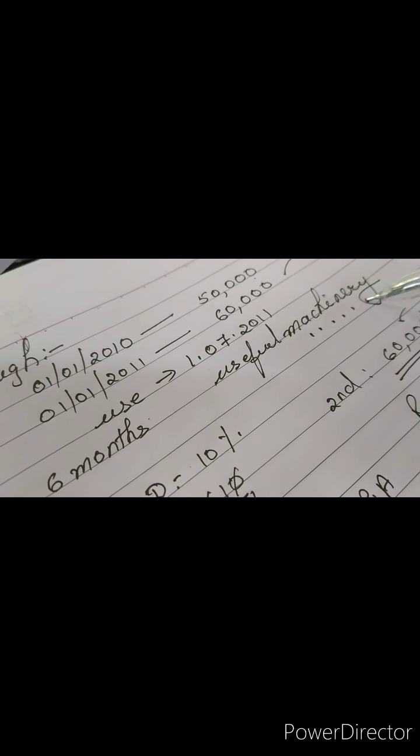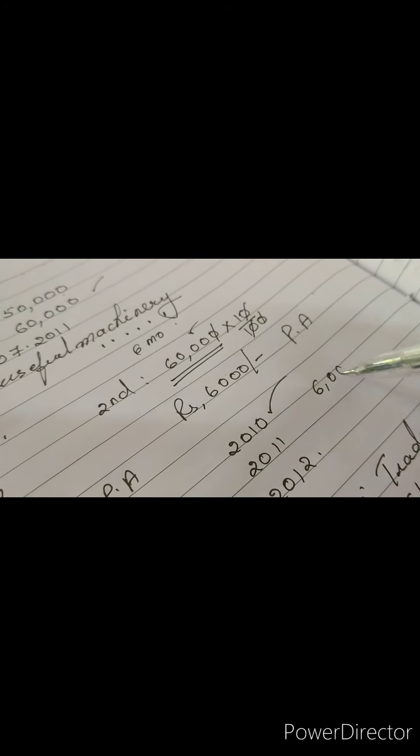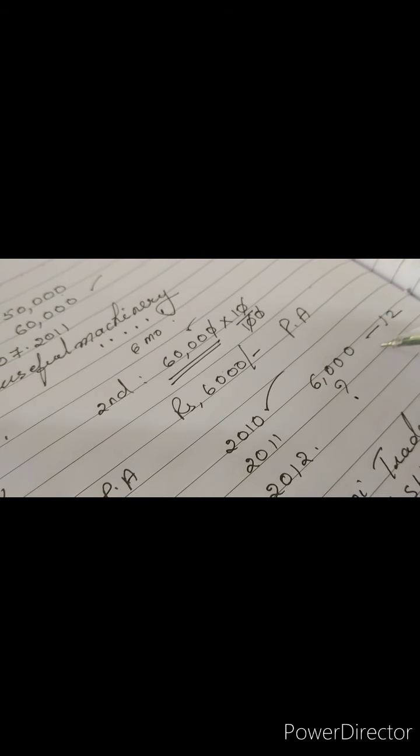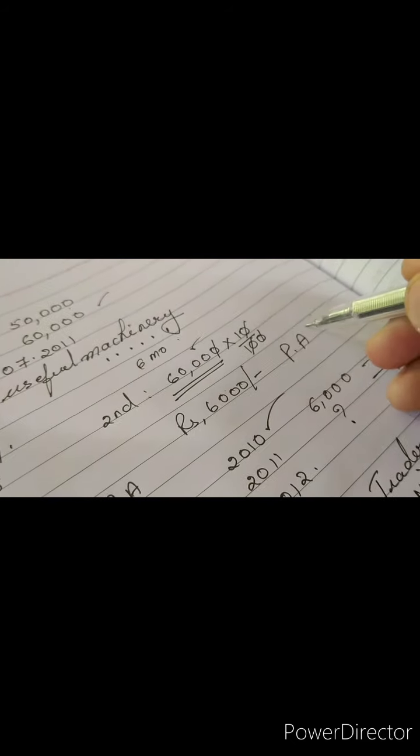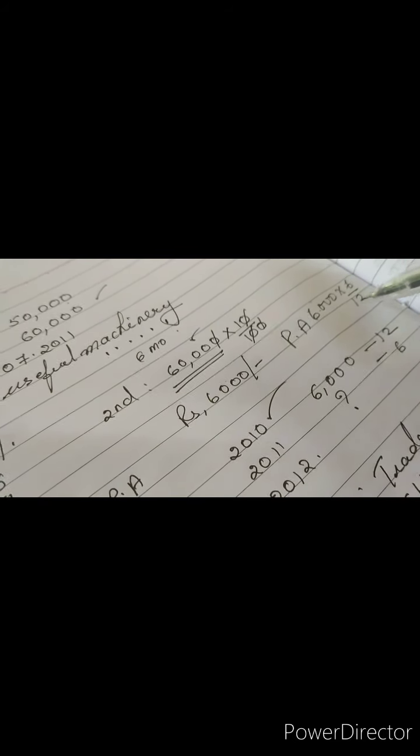That is July, August, September, October, November, December. December 31st we close the account. So if you count these dots, you will get 6 months. So 6 months on 6,000, how will we calculate? Per year, 6,000 is for 12 months. So how much will it be for 6 months? Cross multiplication, children. 6,000 into 6 by 12.